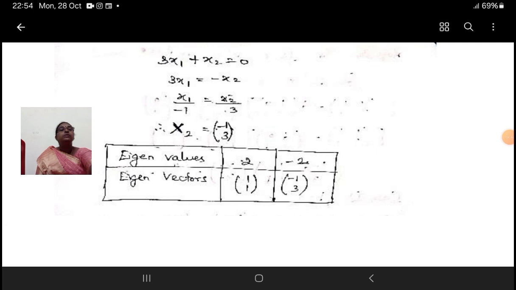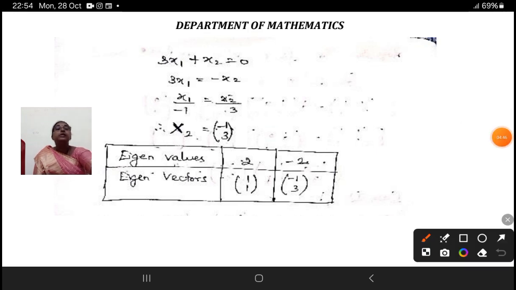So 3x1 plus x2 equal to 0. Take this x2 to the right side. The coefficient of x2 is 1, giving minus 1, and the coefficient of x1 is 3. Taking it to the denominator of the opposite term, x1 is minus 1 and x2 is 3. This way we got the values of x1 and x2. So the final conclusion for x2 is (minus 1, 3).